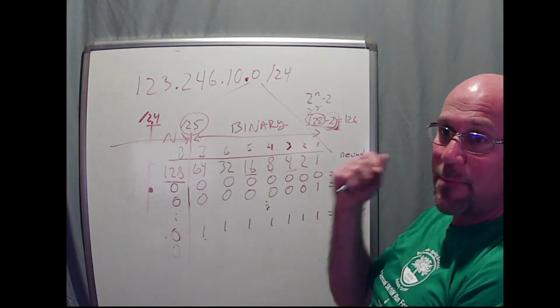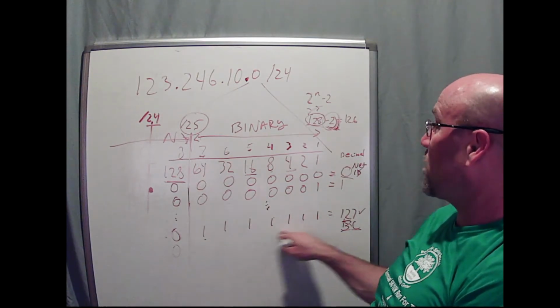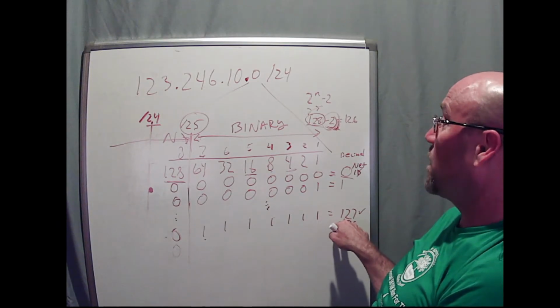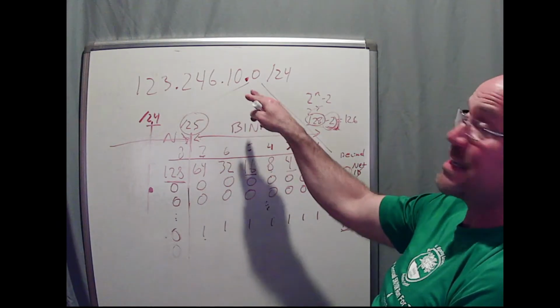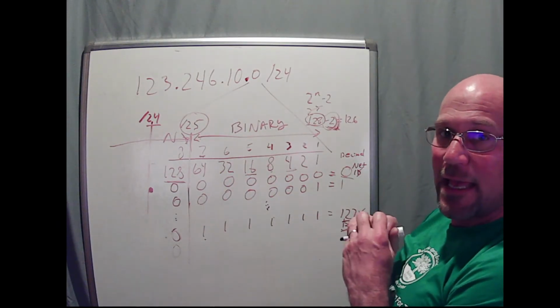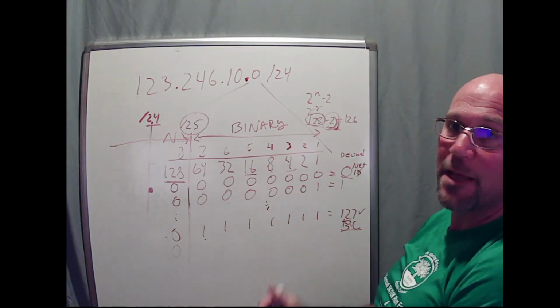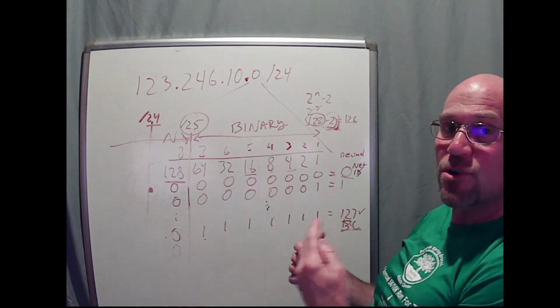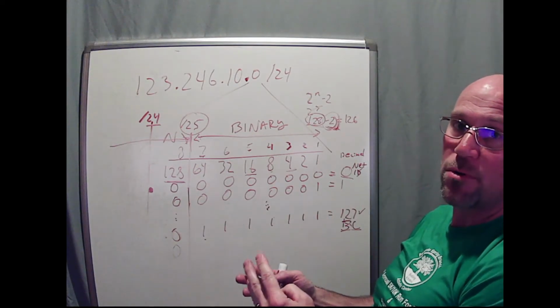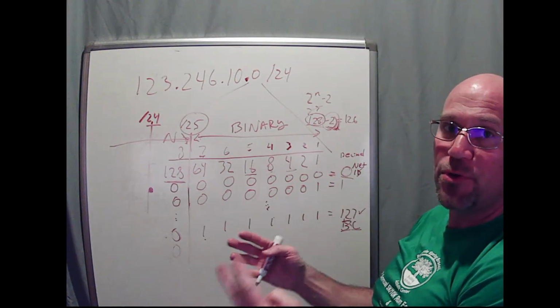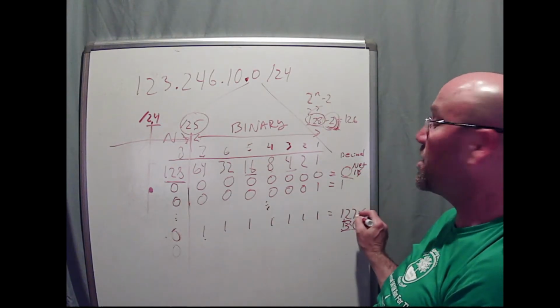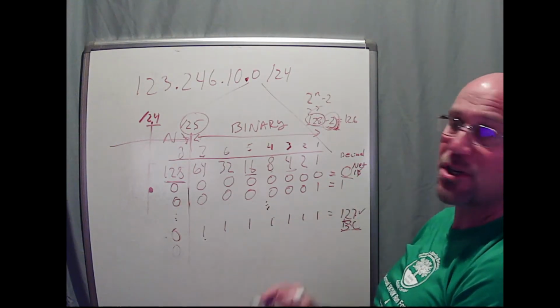If you ever sent a ping packet to the broadcast address, which would be 123.246.10.127, it is supposed to go out to every computer on that subnet. All right? But these are not usable for numbering your computers and your routers. You cannot use the first one and you cannot use the last one traditionally.